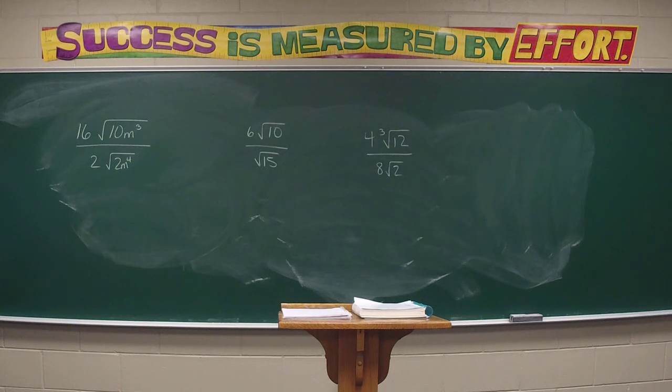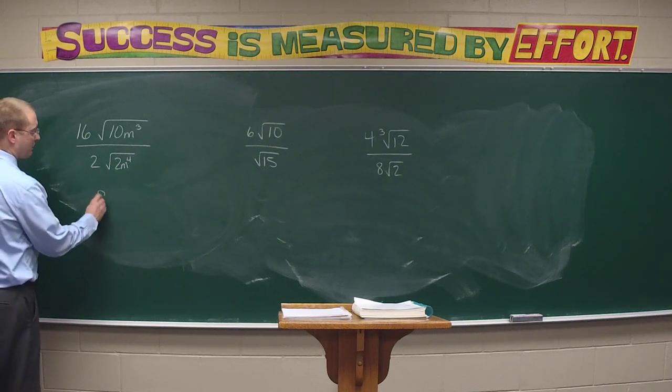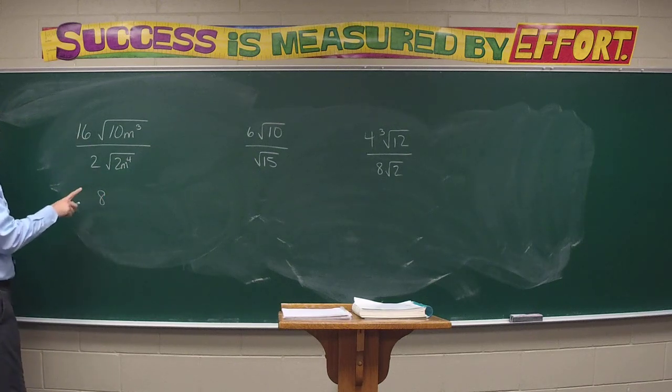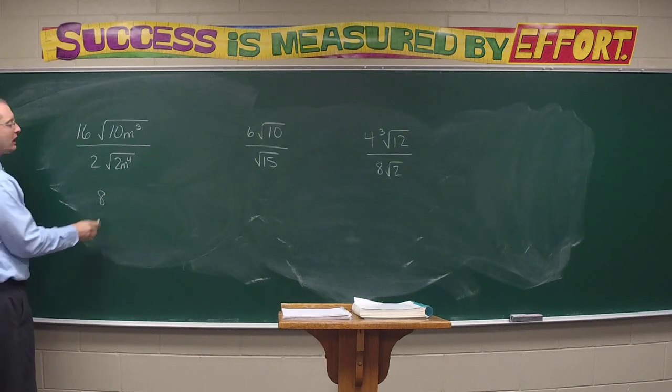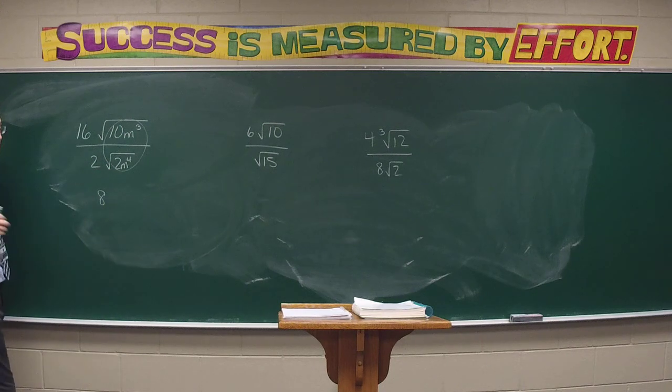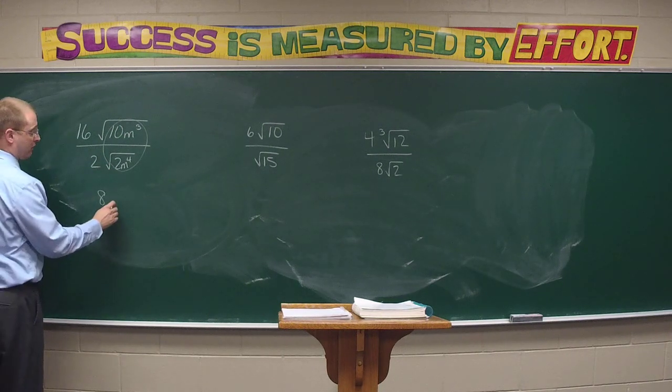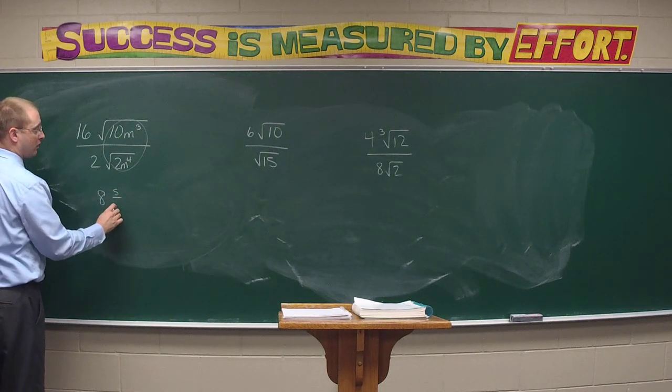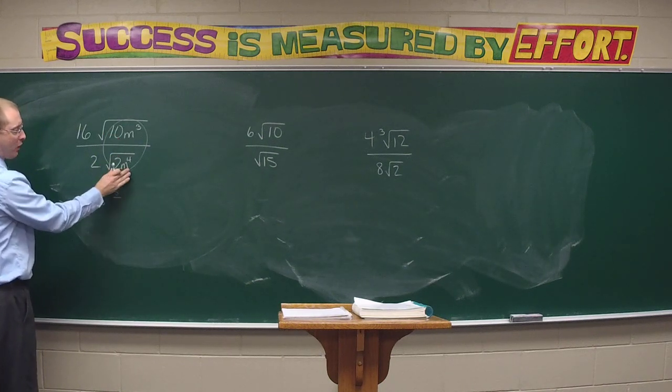All right, for sake of time, let's go and take a look at this. Pencils down. And Brandon, on this first problem here, we start by just dividing the coefficients to get 8. And when we try to divide the radicands, it almost works out, but really we end up reducing this fraction to get 10m cubed divided over 2m to the 4th.